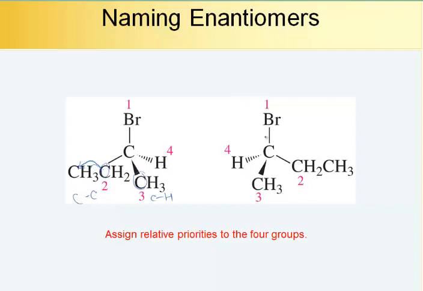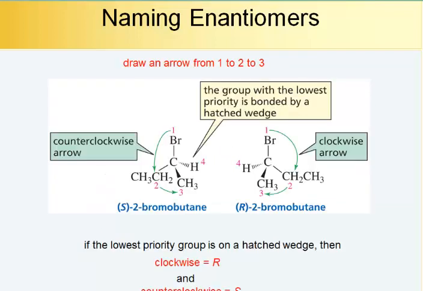After we assign those priorities, you can see that these are mirror images of one another, and the priorities go in opposite directions. Now we're going to figure out how to name it based on these priorities. We're assigning these priorities in order to name our enantiomers. First we name it with our root. We have a carbon chain of 4, which gives me butane. I have a bromo here, so I have a bromobutane, and it is on carbon number 2. This is carbon 1, and this is carbon 2. So we have 2-bromobutane.